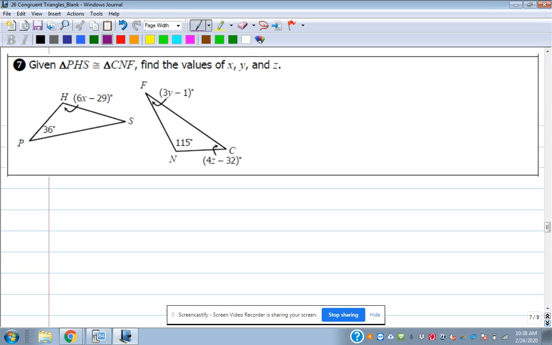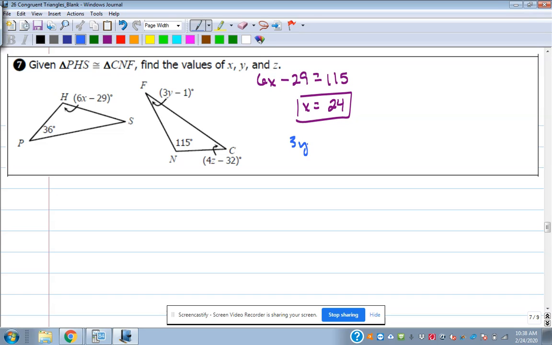Triangle PHS is congruent to triangle CNF. Now, I'm just going to start with x. 6x minus 29 equals what? 115, because angle H is congruent to angle N. So that's what allows us to set that up. And then add the 29. 144 divided by 6 is 24. That's what x is.